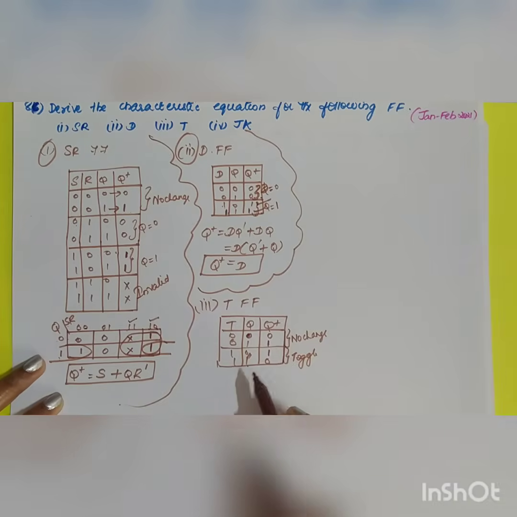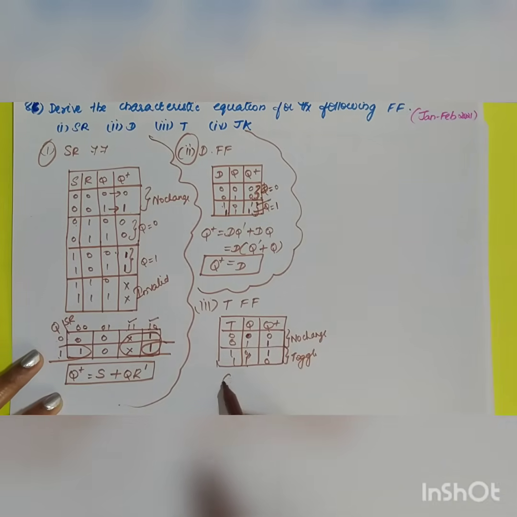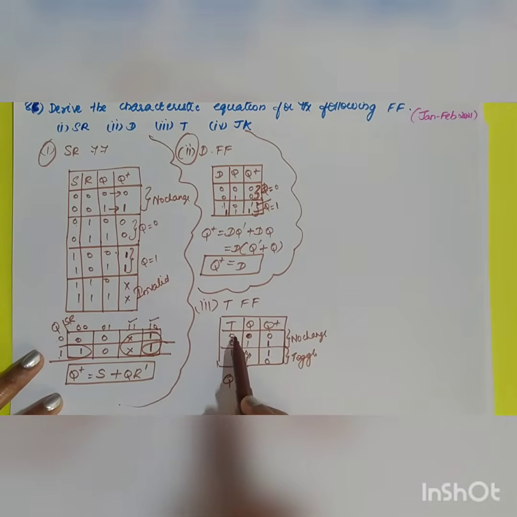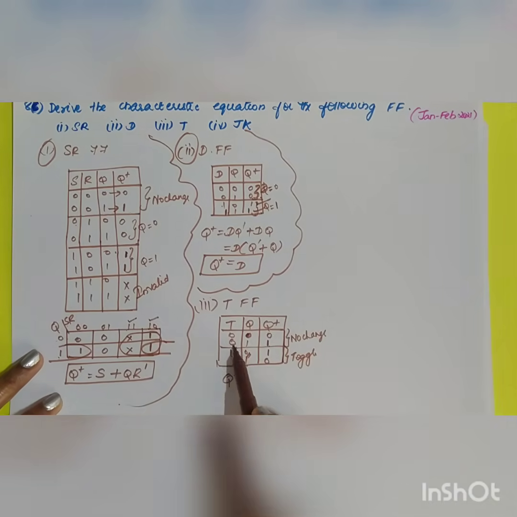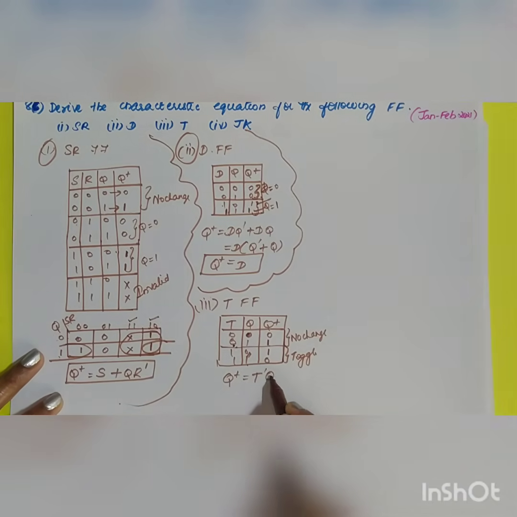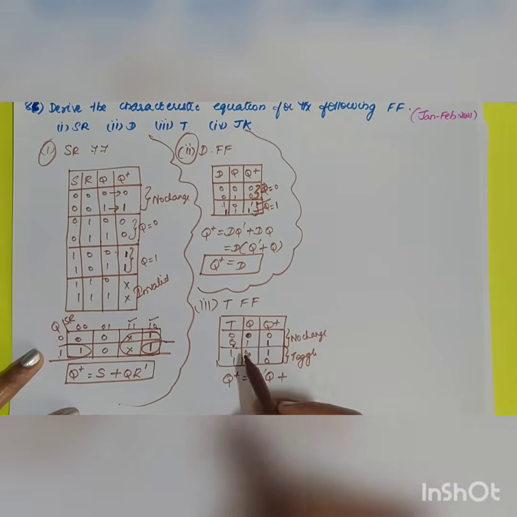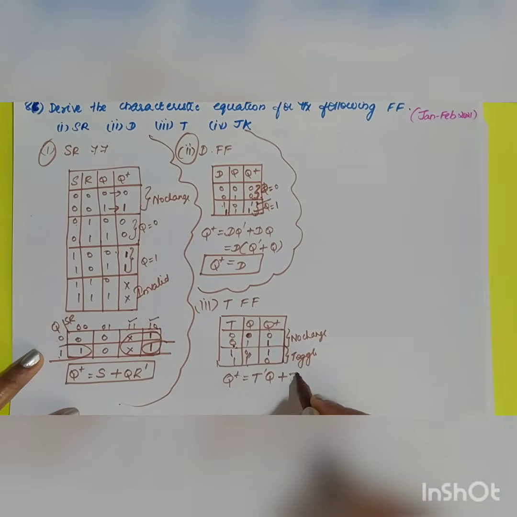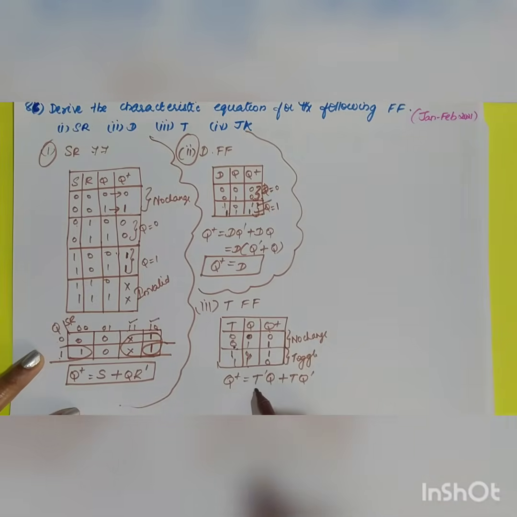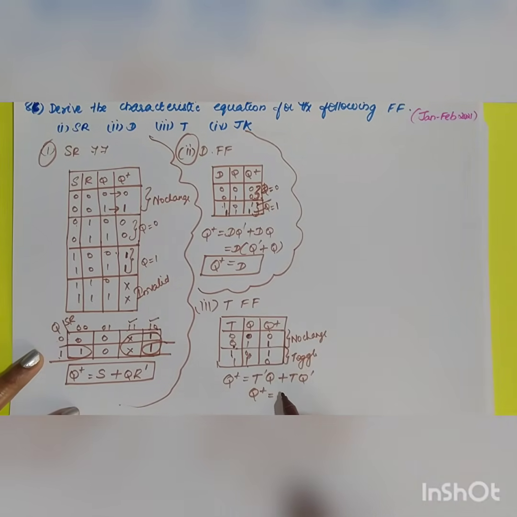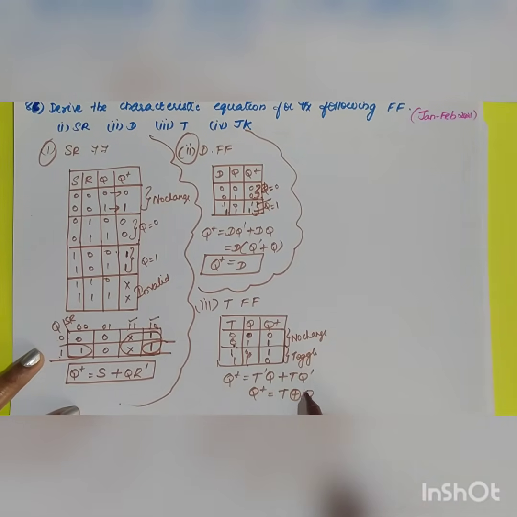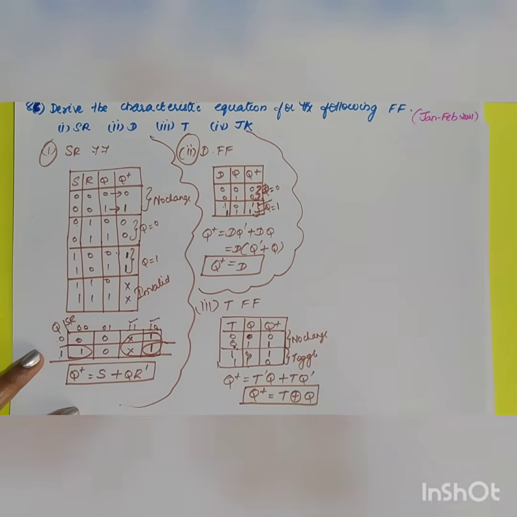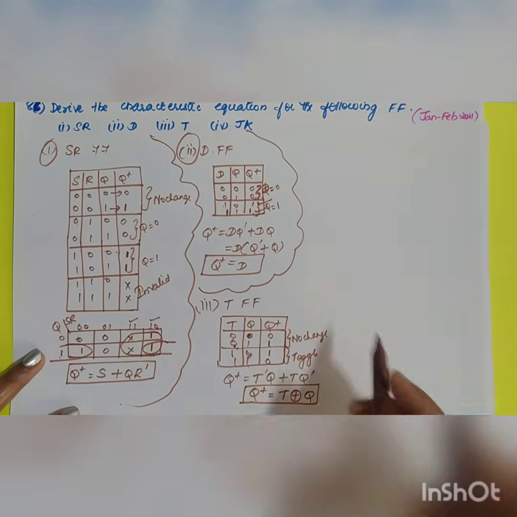So what will be your characteristic equation? Q plus will be equal to, wherever you have 1, here you have T bar or T dash Q, T dash Q plus, here you have T Q dash. Or what is your expression? Q plus is equal to T XOR Q. I can write it in this way. So this is your equation of your T flip-flop.